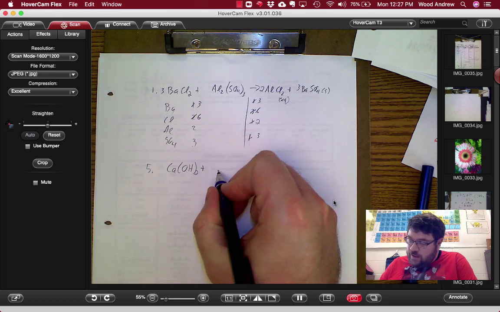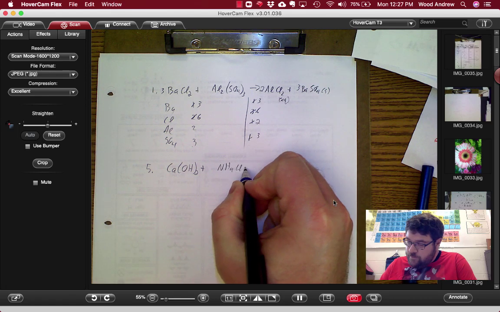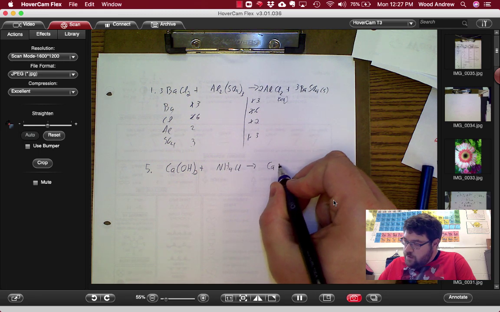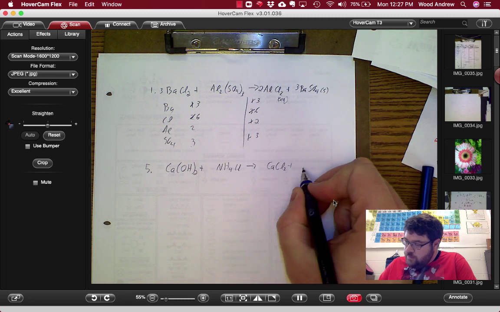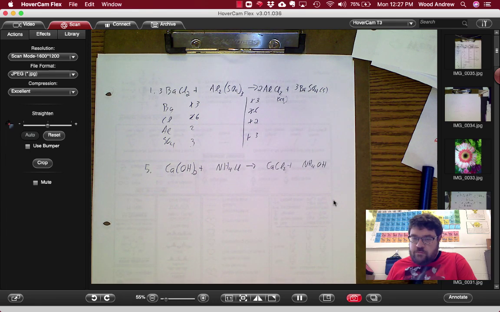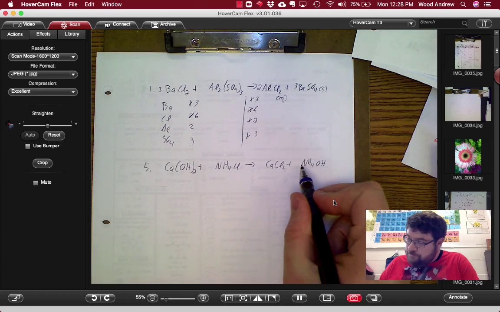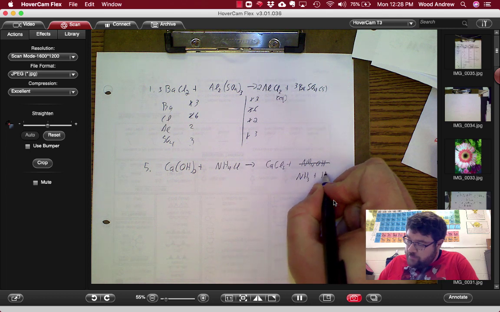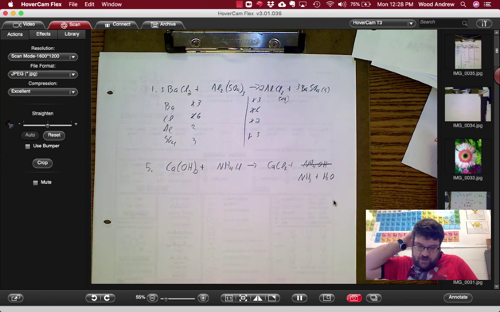Reacting with ammonium chloride. And that will form calcium chloride and ammonium hydroxide. Uh-oh. Ammonium hydroxide. That's one of those unstable ones, right? We'll get to it. Let's double check and make sure. Actually, no. Take that back. Ammonium hydroxide is unstable, so that'll make ammonia and water. Okay, so that automatically breaks down.